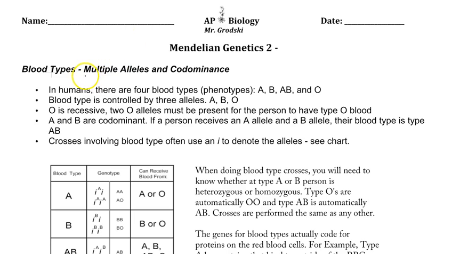So we're talking about multiple alleles and codominance. We're talking about the ability to have multiple dominant alleles present, besides the idea of one dominant and one recessive. In the case of blood typing, there are four possible blood types, A, B, AB, and O. And they mean different things based upon what type of proteins exist on the blood cell.